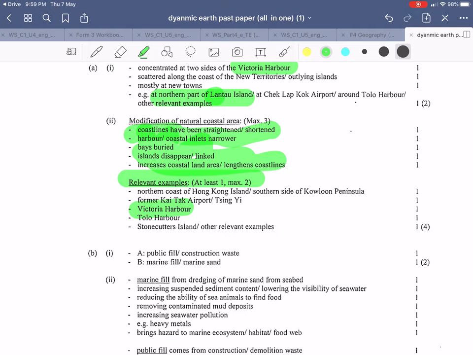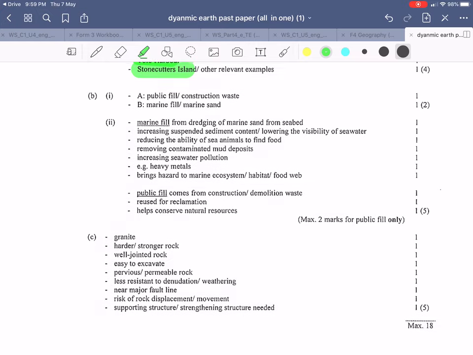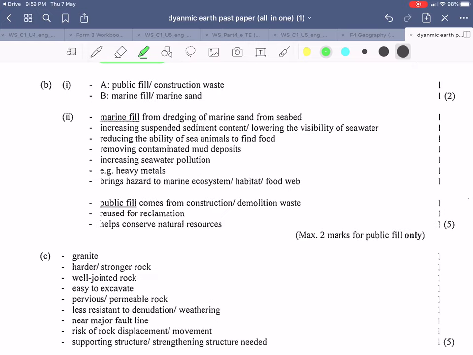Victoria Harbour, you should know. Tolo Harbour, you should know. Kai Tak Airport, Hong Kong Island, Stonecutter Island, there are different kinds of examples. Just pick up which one you know. Have a look at your Google Earth right now. Do it ASAP. Public field, marine field, 2 marks, very good.